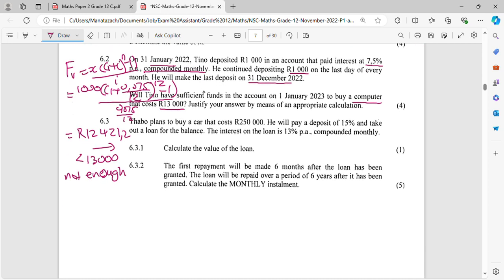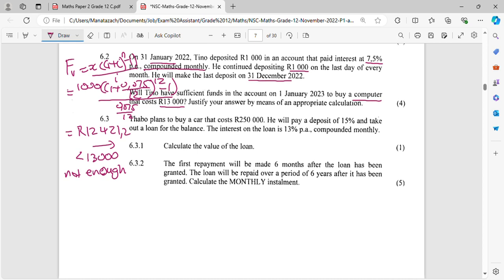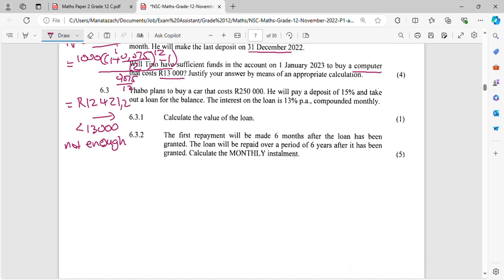Now let's do 6.3, the last question. Thabo plans to buy a car that costs 250,000. He will pay a deposit of 15% and take out a loan for the balance. The interest on the loan is 13% per annum, compounded monthly. So the first question is: calculate the value of the loan.